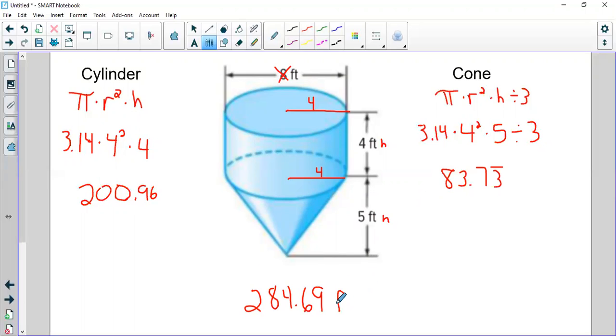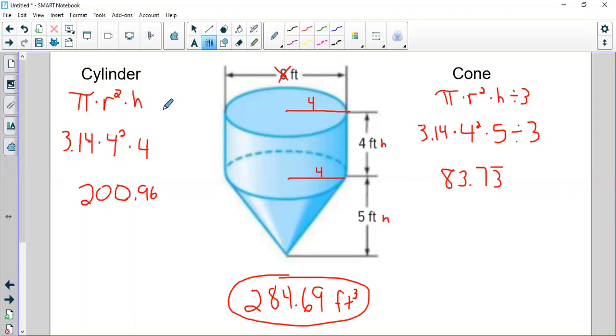I need to label it. This is feet. And volume is always measured in units cubed. Jackpot. Not too hard. Just take each piece individually: cylinder, cone. Just make sure you're using the right formula.